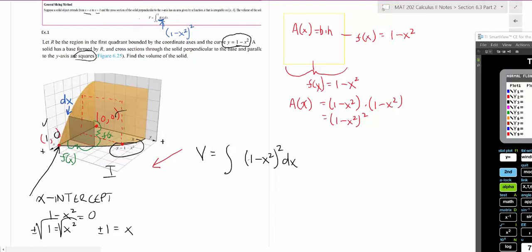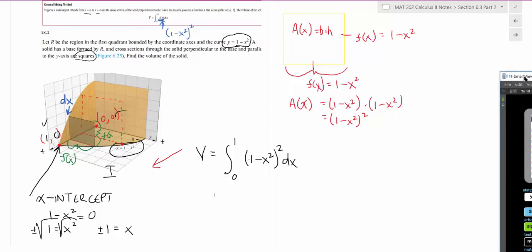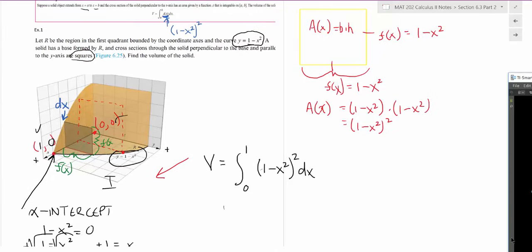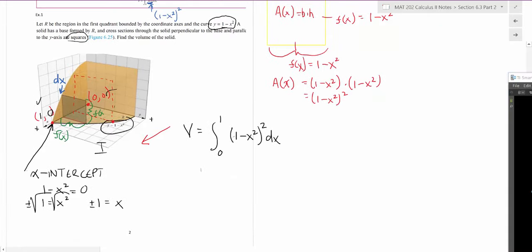So what we're going to do is integrate from 0 to 1. Okay, like that, and then that will give us the value of this volume. So that's basically what we're going to do to get that volume. Okay, so we're ready now to do our work with our integral. So we're going to go ahead and work this out.